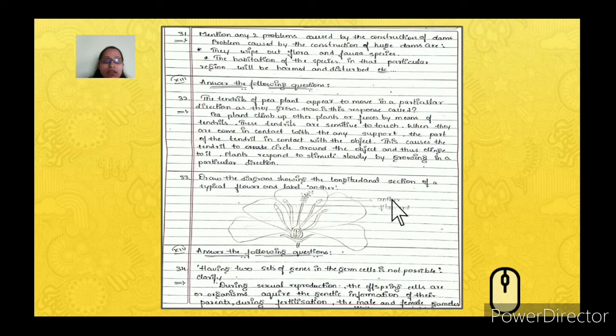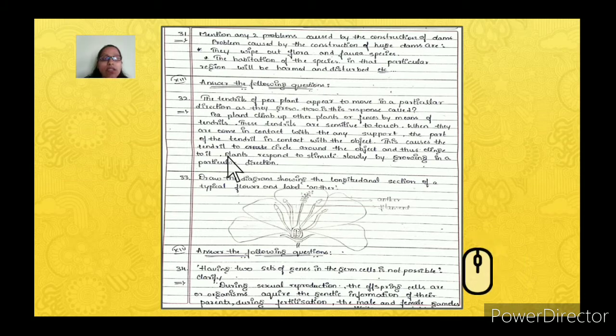So next question is, mention any two problems caused by construction of dams. Construction of dams causes certain problems, like they will almost destroy the flora and the fauna species, that is the plant and the animal species. The habitation of the species in that particular area will be harmed and it will be disturbed. So these are the two problems of construction of dams.